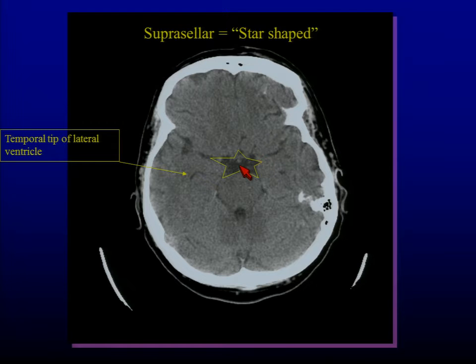But this is a normal configuration. And the way I make sure I remember it is I know that 1 in 5 people with subarachnoid hemorrhage have acute hydrocephalus associated with it. So the same cut that makes me look at the suprasellar cistern also makes me look at that temporal tip to be sure I check and see if they have increased intraventricular pressure.